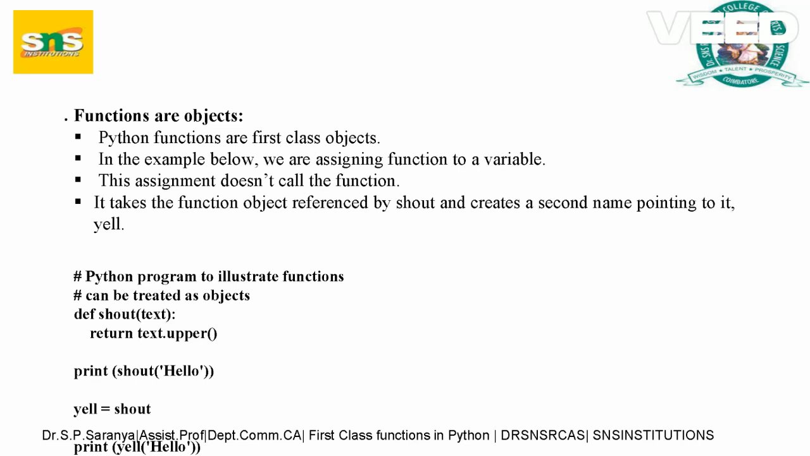So functions are objects. Python functions are first class objects. In the example below, we are assigning a function to a variable. This assignment does not call the function. It takes the function object referenced by shout and creates a second name pointing to it.